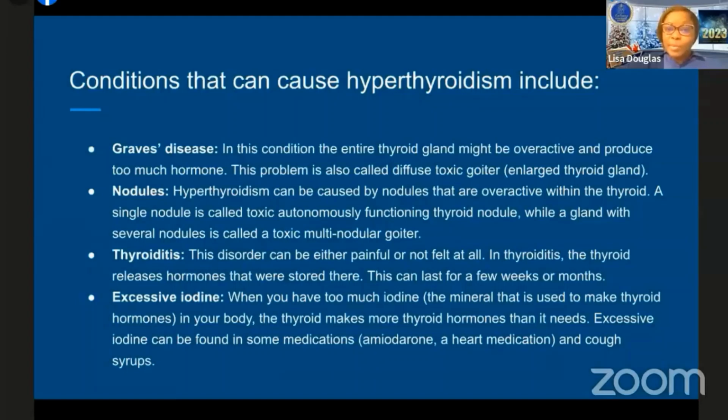Conditions that can cause hyperthyroidism include things like Graves' disease, nodules, thyroiditis, and excessive iodine. When you have too much iodine, the mineral that is used to make thyroid hormones in your body, the thyroid makes more thyroid hormones than it needs. Excessive iodine can be found in some medications. I discussed this one before, amiodarone, which is a heart medication, and also some cough syrups.